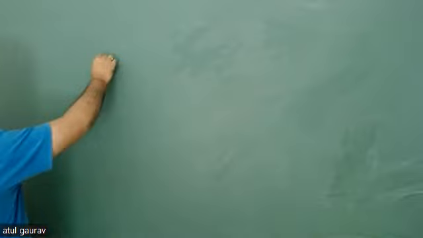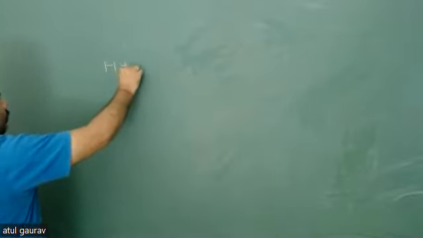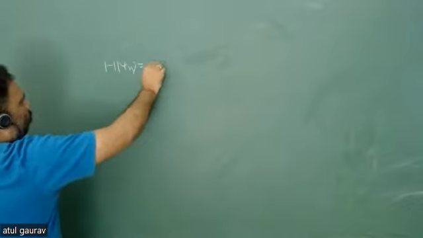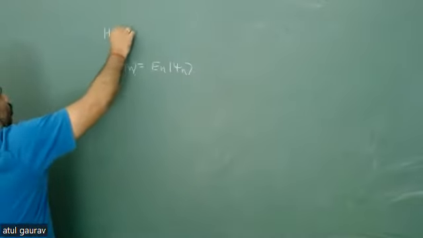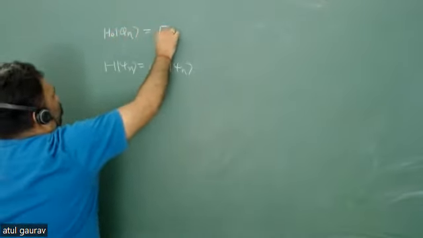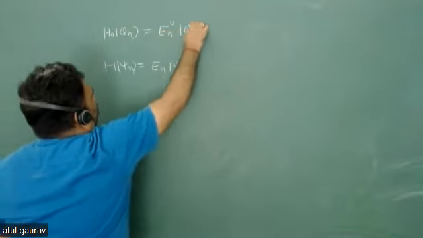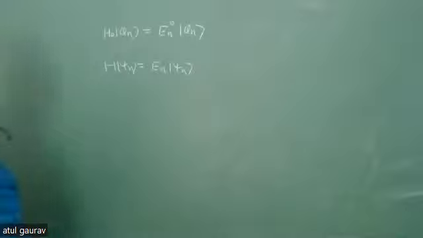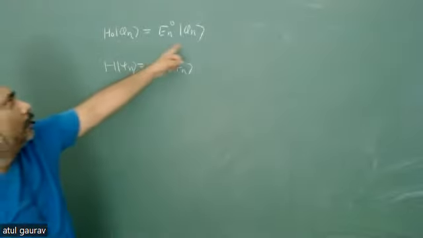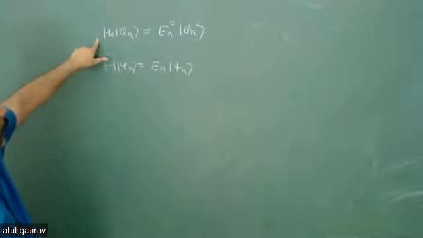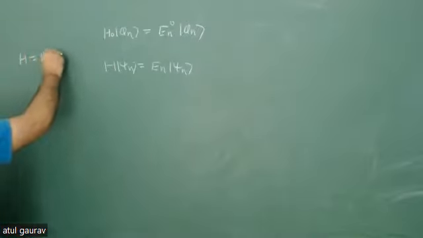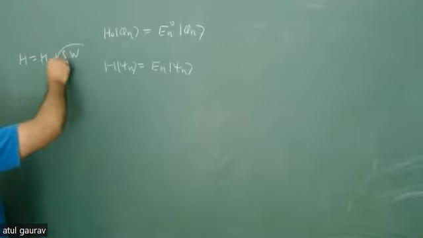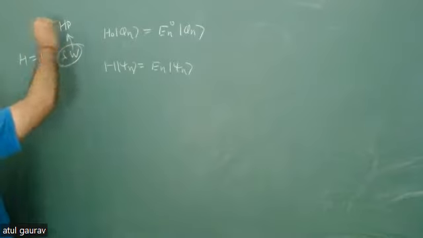So we can have H psi n is equal to En psi n, and this is the exact solution. H naught phi n is equal to En0 phi n. So this is basically your solution for the original or unperturbed Hamiltonian, and H is nothing but H naught plus lambda W, and this lambda W is the perturbed Hamiltonian, that is HP.